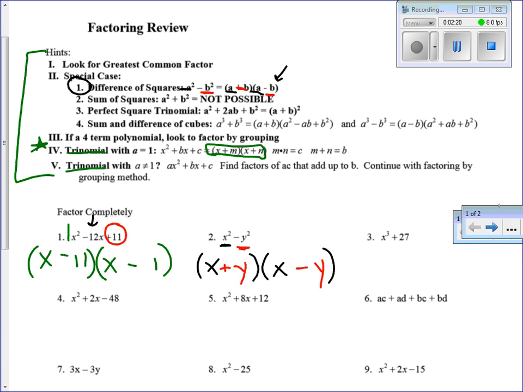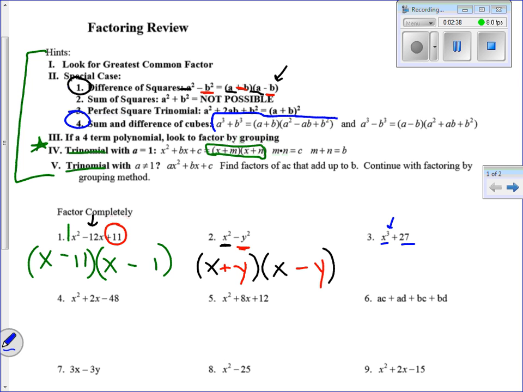So for number 3, this one has 2 pieces, but this is not a square, this is a cube. So we need to look at this formula right here. Sum and difference of cubes. This is the sum of cubes. So I'm going to be looking at this formula right here. I cube root both pieces.